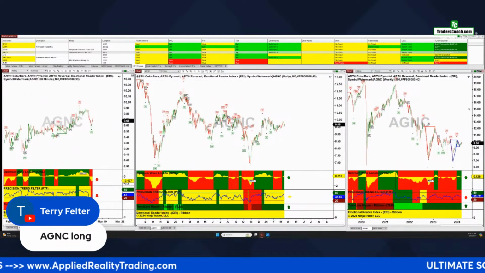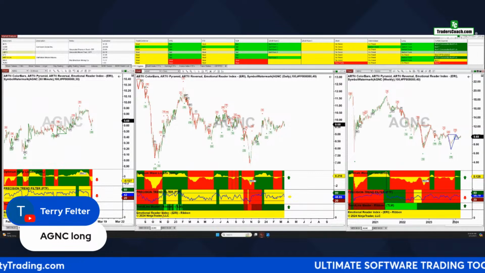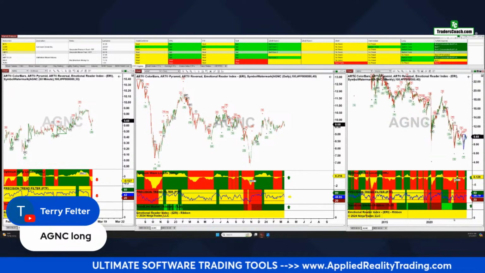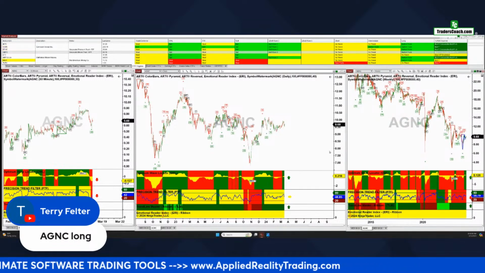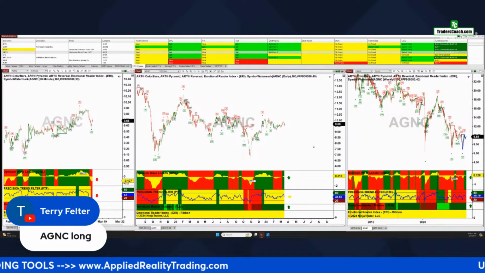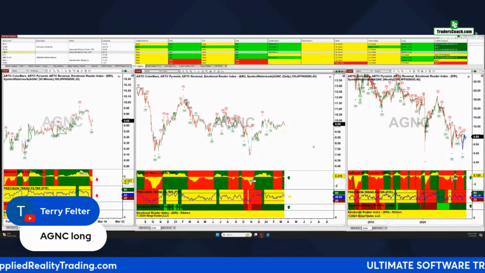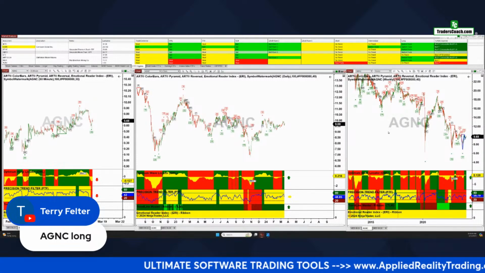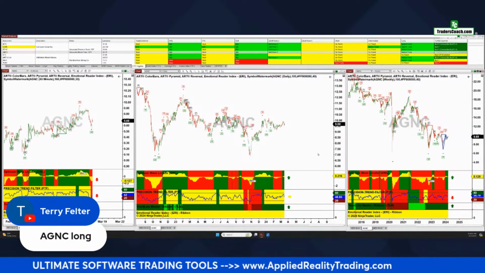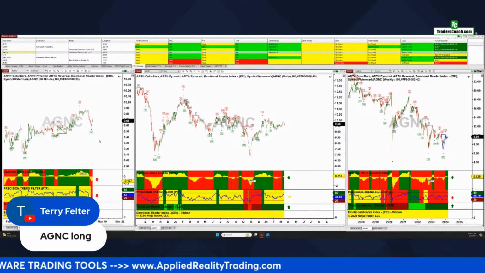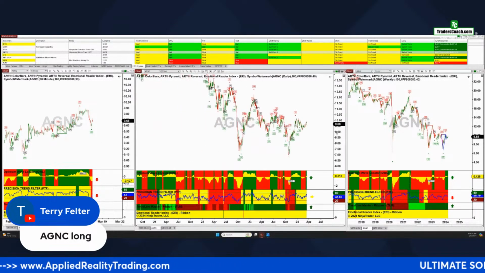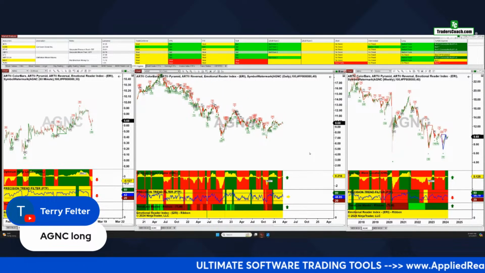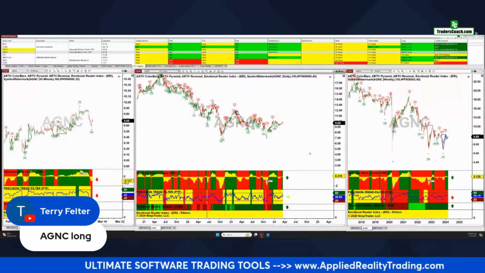All right, so this is AGNC. Red PTFs all across the board here, so we're still coming down. And I see you're long. So Terry, technically from the tools, you don't want to be long here, because you've got a red PTF on the weekly chart. You may get a little bit of a pull up on a retracement, but the 60-minute chart has a red too. So when you went into the trade, I'm not sure what time frame you were using, but I would not be in this trade at all right now.